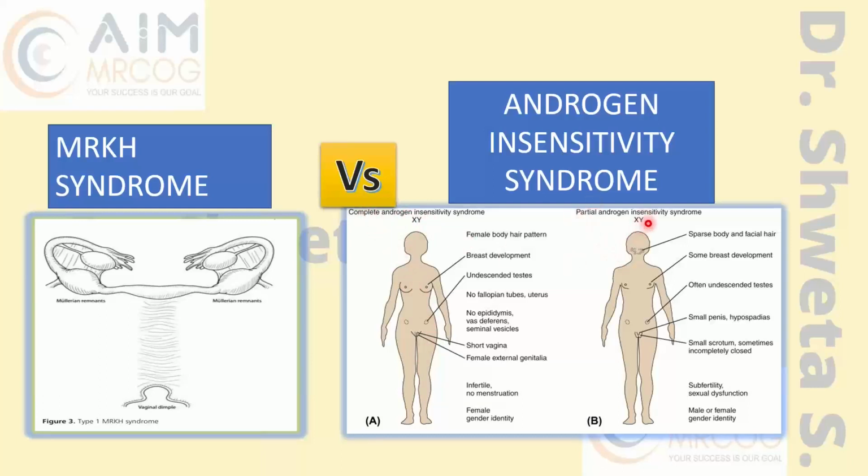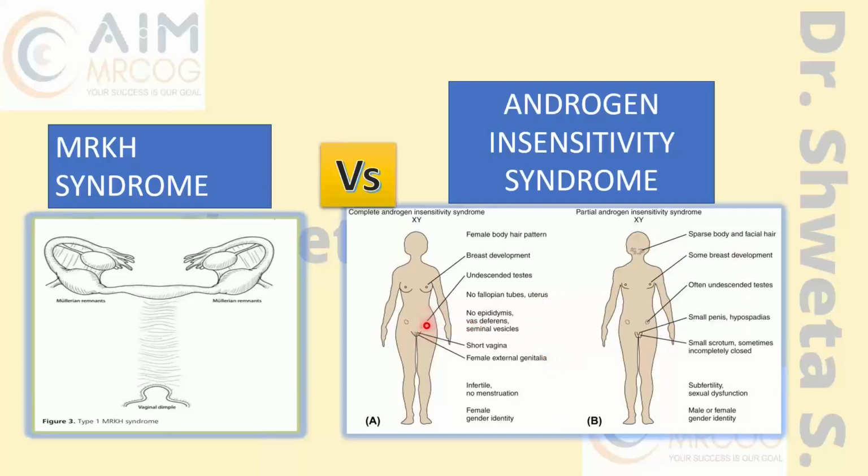In partial androgen insensitivity, the level of insensitivity will differ. So, there could be hair, and the breast will not be so developed. Usually they will give you a small penis or hypospadias. There is a little development of external genitalia, but not proper. Not like female, not like proper male. So partial androgen insensitivity: small penis, hypospadias, small scrotum, sometimes incompletely closed. So this is how the partial will be. Usually they give you complete because it is easier to diagnose than partial. So this is how you have to differentiate.